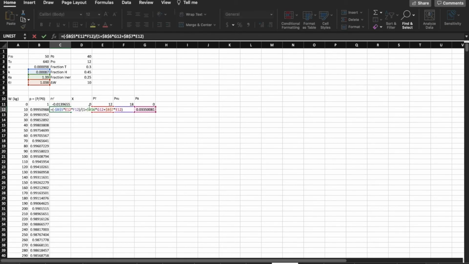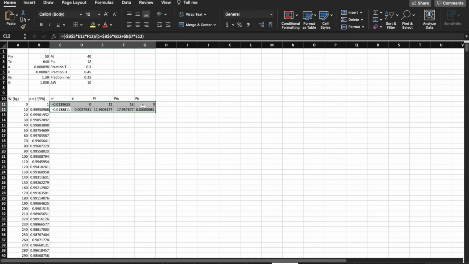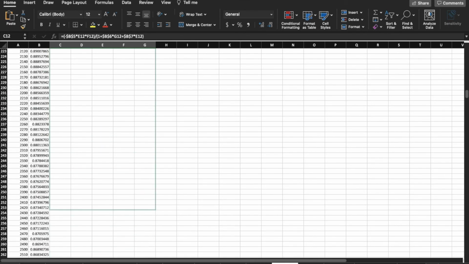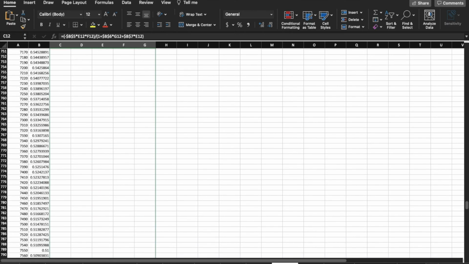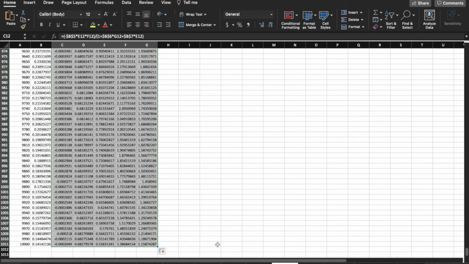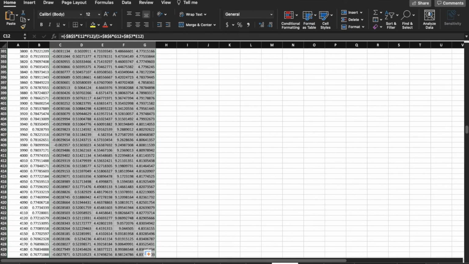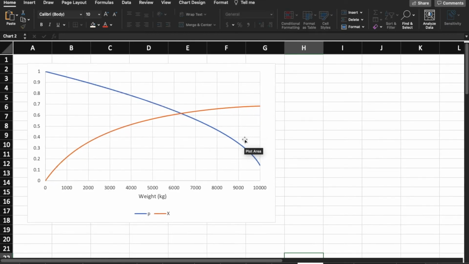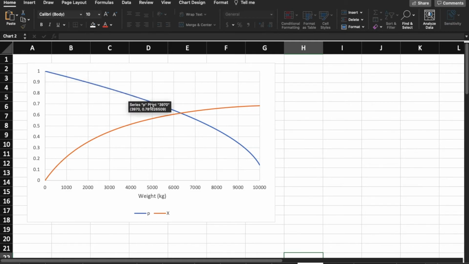Fill that in. And now I can take this section of the row and drag it all the way down to 10,000 kilograms. I can then plot it to see how the partial pressures and the conversion affects everything. So as my pressure drops, my conversion is going to be increasing, and it's going to end at about a 0.68 conversion.